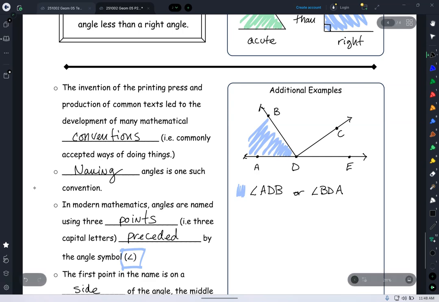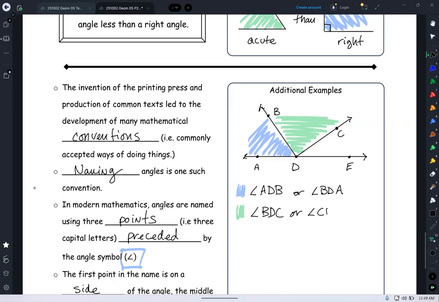Okay. Now, likewise, let's say I wanted to talk about this space in here. I could do a little green swatch over here to indicate what I'm talking about. So then in this case, I would say I'm talking about angle BDC or angle CDB. Either one is fine.